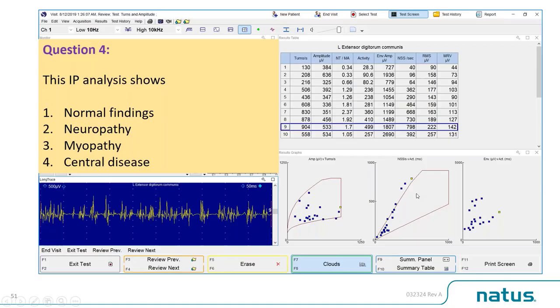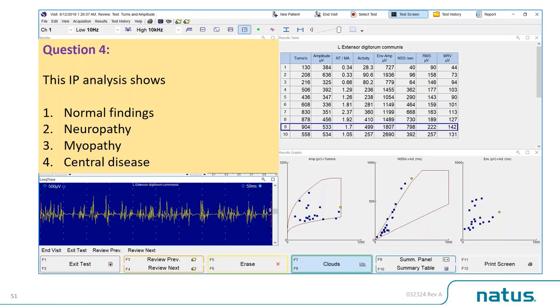You can see over here the activity values are increased. They are outside the normal cloud. We have got multiple points. So this is the direction towards myopathy. We can also see the fullness. It almost reached 50%. Full pattern is typically seen in myopathy.